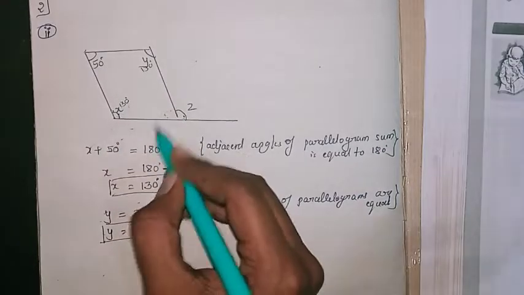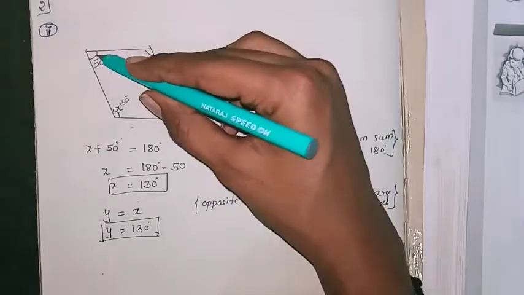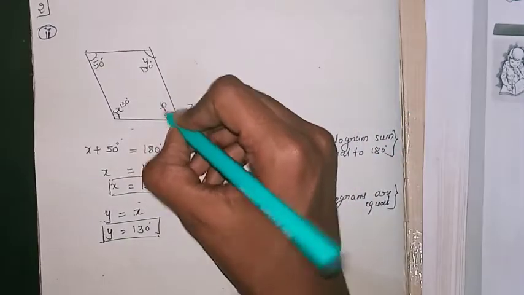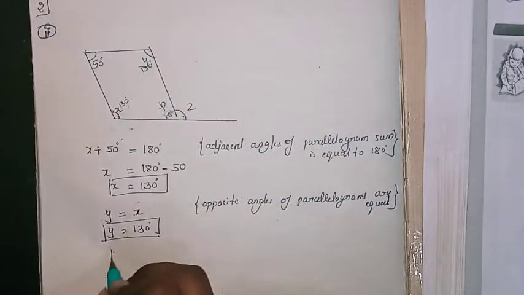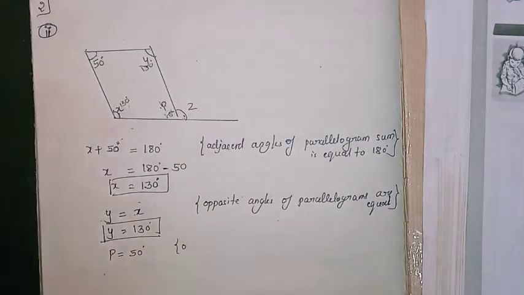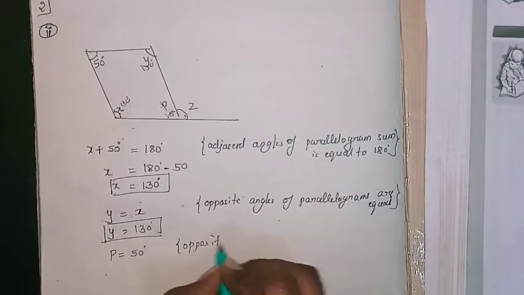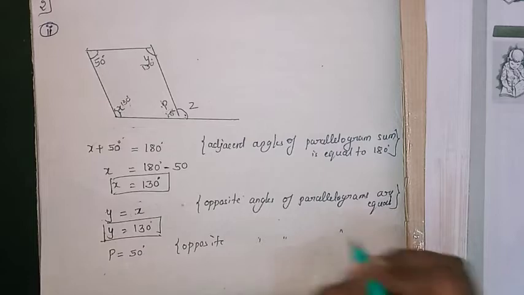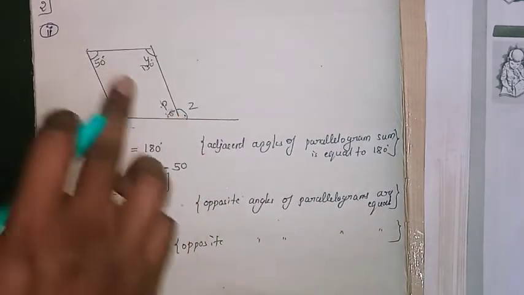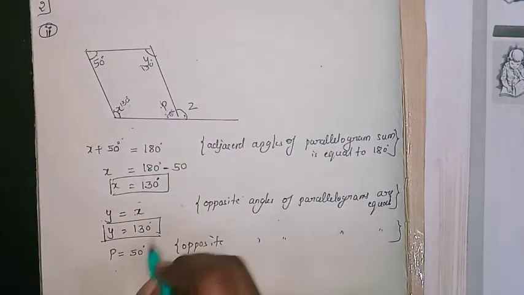Or you observe that for this angle, this one is the opposite angle. So can I write then, consider this one as P, and P is equal to 50 degree because opposite angles. So what's the reason here? Opposite angles are equal. Which is the opposite angle? This one is the opposite angle. So that's why P is equal to 50 degree I have considered.